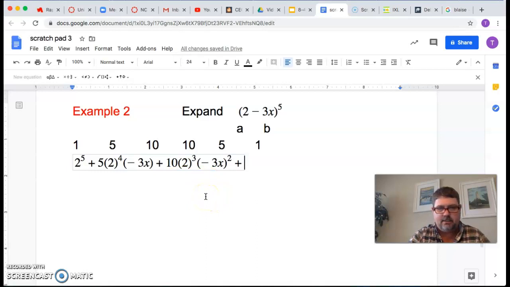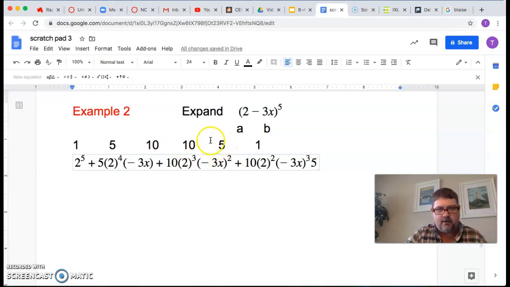Plus 10 again, 2 to the 2 times negative 3x to the 1. Did I mess that up? To the 3, I mean. Because remember, they've got to sum to 5. And finally, we're going to get the 5, and I'm getting them from right here. That's where that 5's coming from.